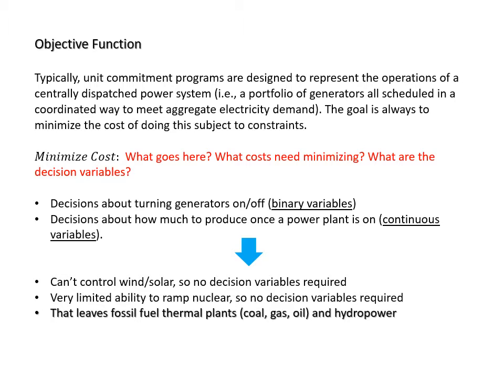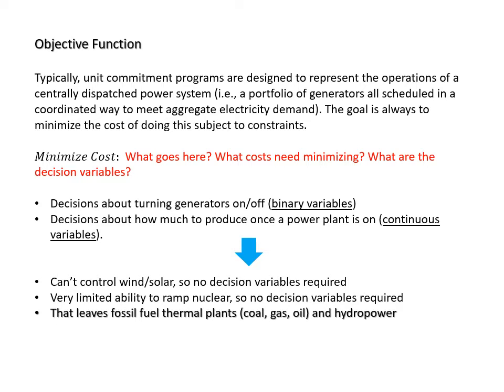So a couple things to remember here. We cannot control wind and solar. We can't turn wind and solar on and off. And when it's on, we can't change the level of output, right? So we literally cannot represent wind and solar in an objective function to minimize the cost of electricity demand. So we have to represent it some other way. And we'll talk about how.